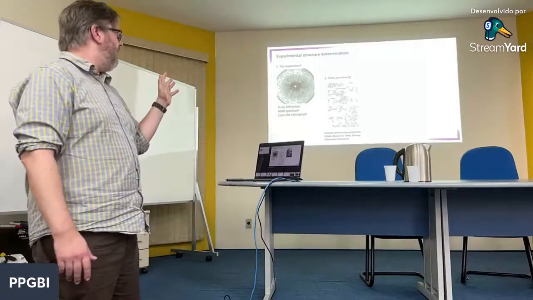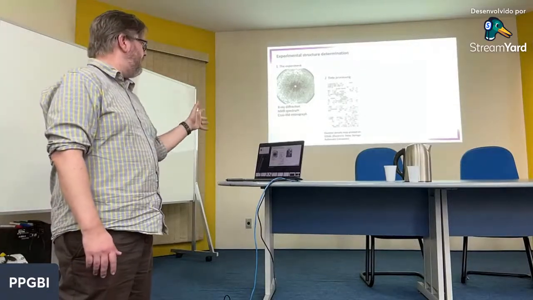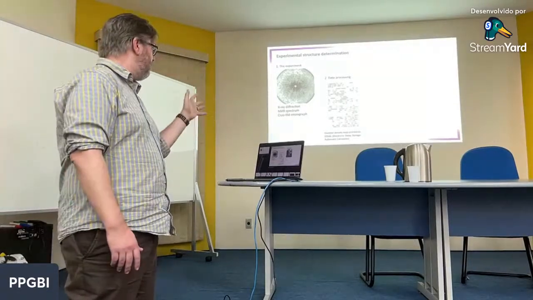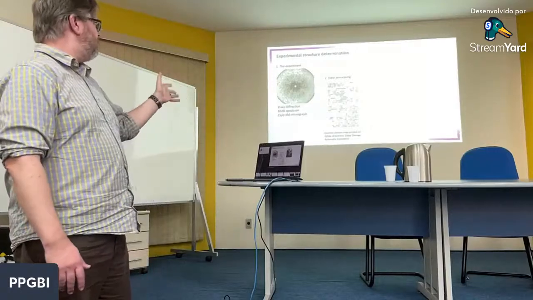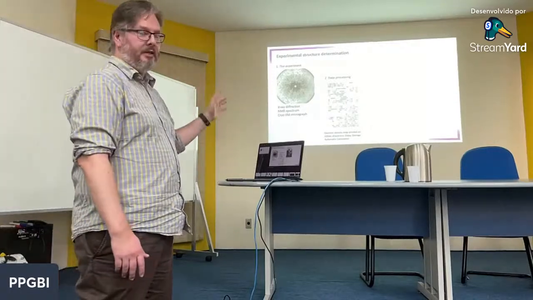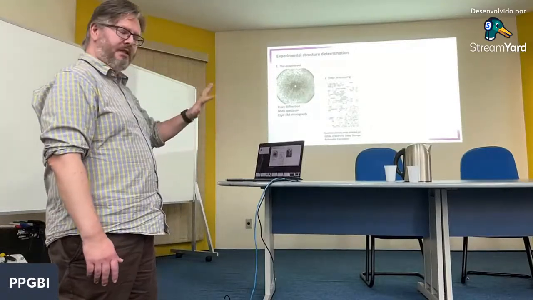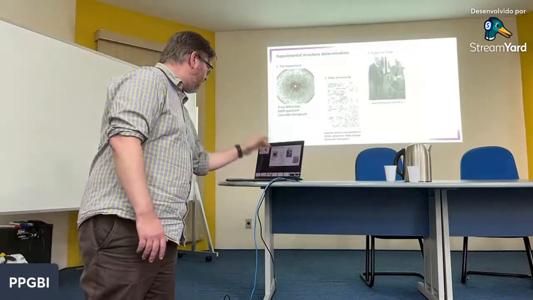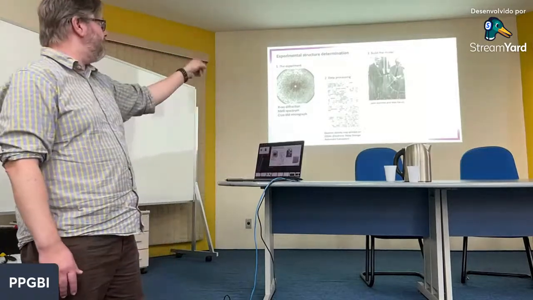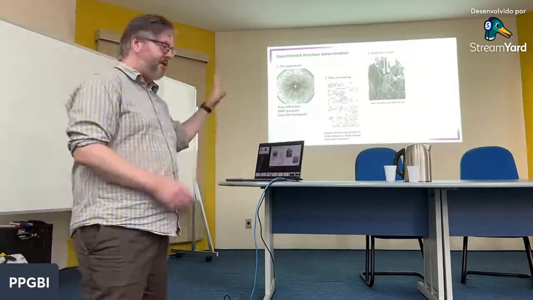This is one of the earliest electron density maps, printed on one of the earliest computers, called an electronic delay storage optimized calculator. This is from either the early 60s or the late 50s. And that's John Kendrew.